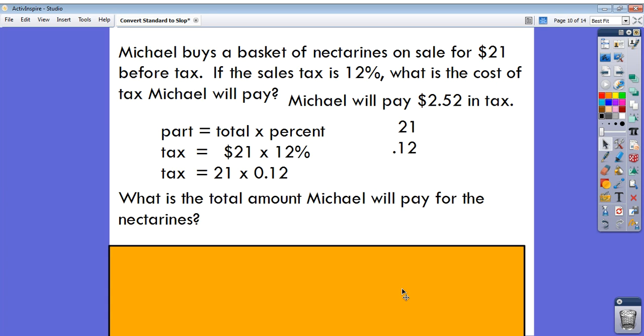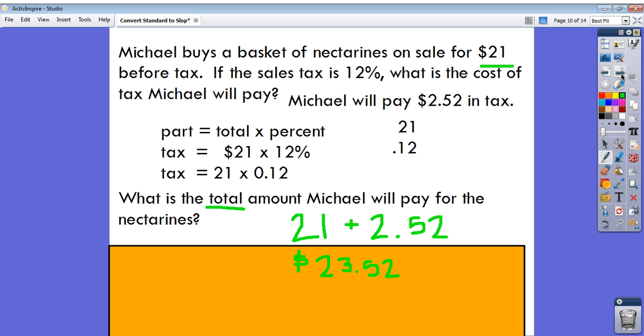Now, what if I said, what's the total amount Michael will pay for the nectarines? In this case, I want to know the whole cost. His base cost, we remember, was $21, so that just gets us the nectarines. But then to that, we're also going to add the tax. 21 plus 2.52 is going to give us $23.52. So his total cost for the nectarines is $23.52. Those are some pricey nectarines.